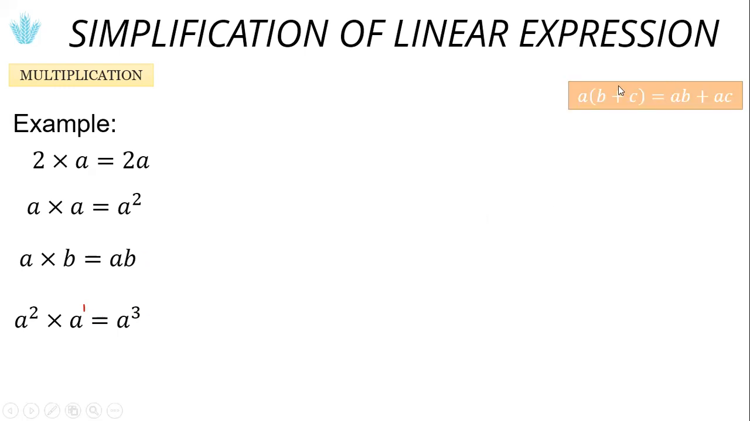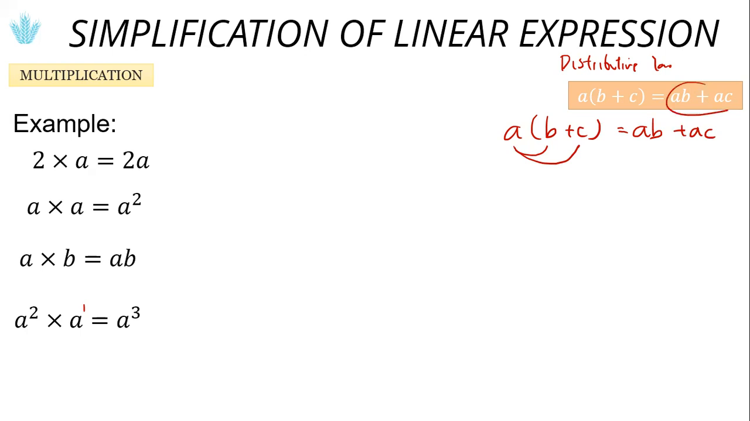Now, this is the distributive law. So if I have a times b plus c, if you don't have the sign, it means times. So you do it like this. A times b, ab, and a times c, ac. Yes, ac. Be careful.